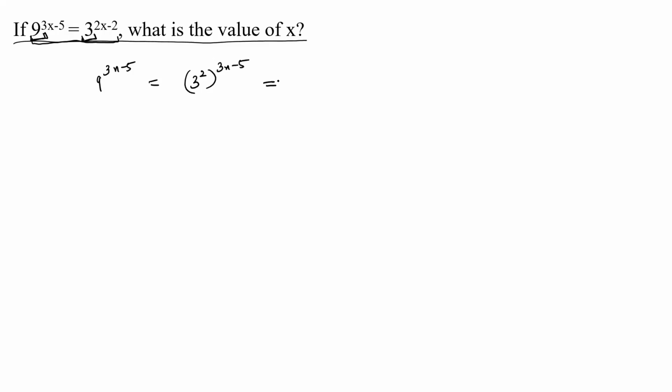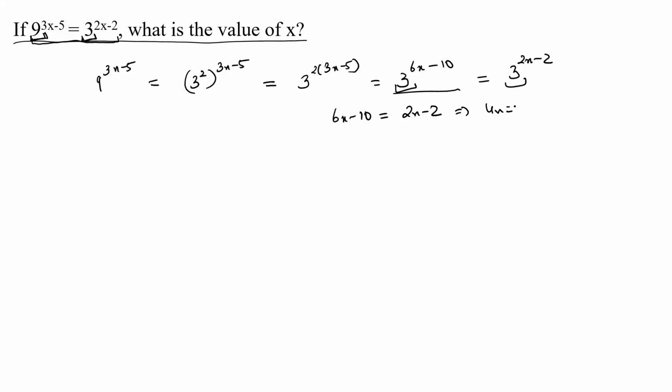From the rules of indices, we know that this is equal to 3 raised to power 2 into 3x minus 5, which is 3 raised to power 6x minus 10. So this is 3 raised to power 6x minus 10. And it says that this is equal to 3 raised to power 2x minus 2. Now we have 3 and 3 on both the sides. We can compare the powers. So 6x minus 10 is equal to 2x minus 2, which gives us 4x equal to 8, and therefore x is equal to 2. So the value of x is 2.